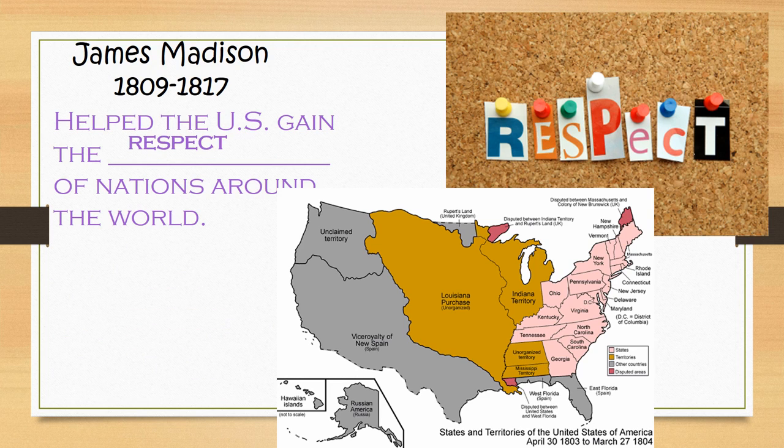James Madison also helps the U.S. gain respect of the nations of the world by winning this particular war against England. He causes a lot of attention to be brought to the significance of this war, and that, you know, the United States is not just an experiment, but it's an actual country, and it's a nation of the world that needs the respect of other countries.